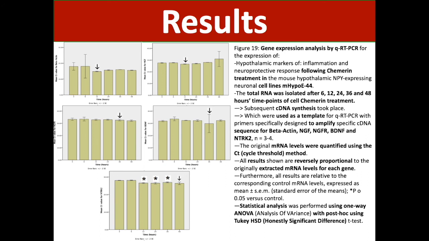The original mRNA levels were quantified using the CT cycle threshold method. All results shown are inversely proportional to the originally extracted mRNA levels for each gene. Furthermore, all results are relative to the corresponding control mRNA levels, expressed as mean plus minus SEM, standard error of the means, *P<0.05 versus control. Statistical analysis was performed using one-way ANOVA analysis of variance with post-hoc using Tukey HSD, honestly significant difference t-test.